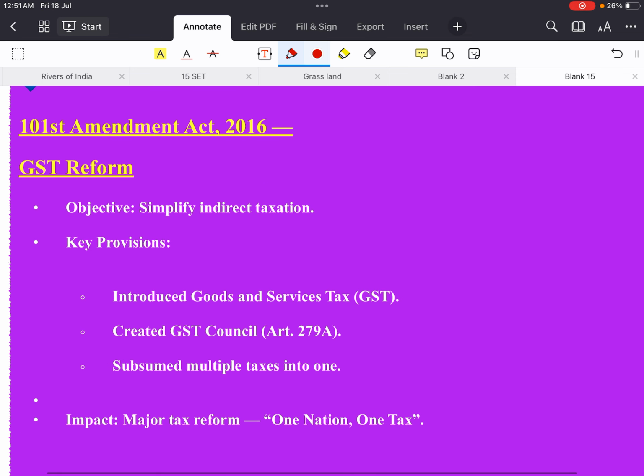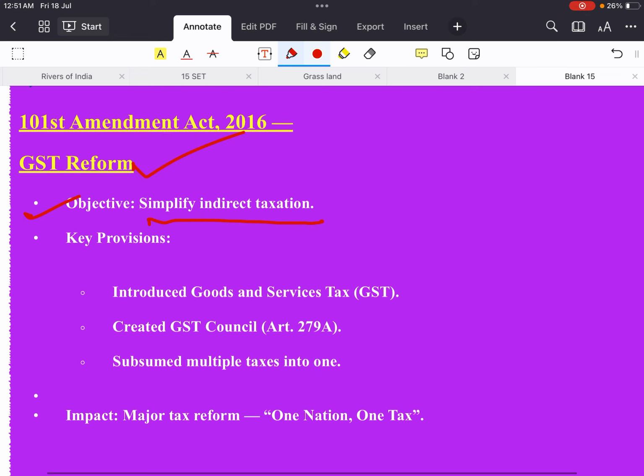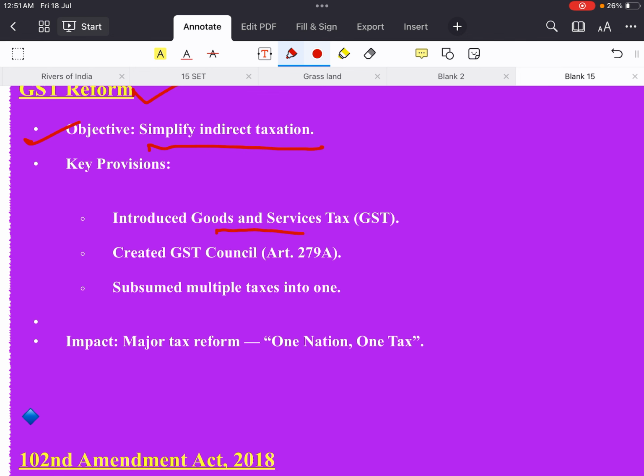Then the 101st Constitutional Amendment Act 2016. What is that? GST reform. What was the objective? Simple indirect taxation. What were the key provisions? Introduced Goods and Services Tax, created the GST Council. In Article 279, 279A was added, subsuming multiple taxes into one. Impact: major tax reform, one nation, one tax.